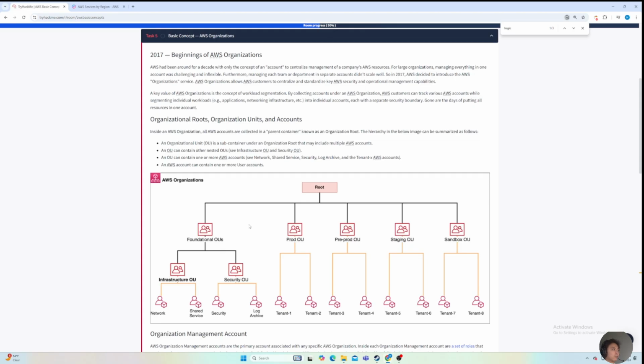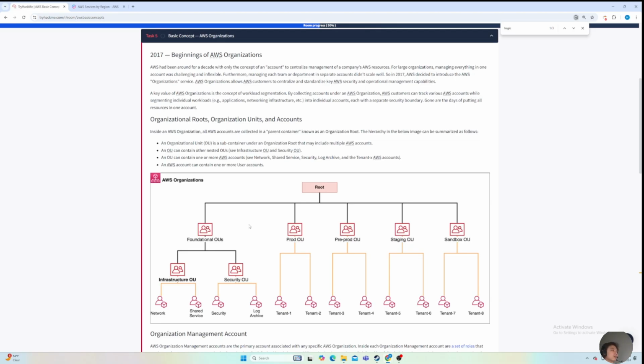AWS Organizations allow AWS customers to centralize and standardize key AWS security and operational management capabilities. A key value of AWS Organizations is the concept of workload segmentation. By collecting accounts under an AWS organization, AWS customers can track various AWS accounts while segmenting individual workloads, like applications, networking, infrastructure, etc., into individual accounts, each with a separate security boundary. Gone are the days of putting all resources in one account.